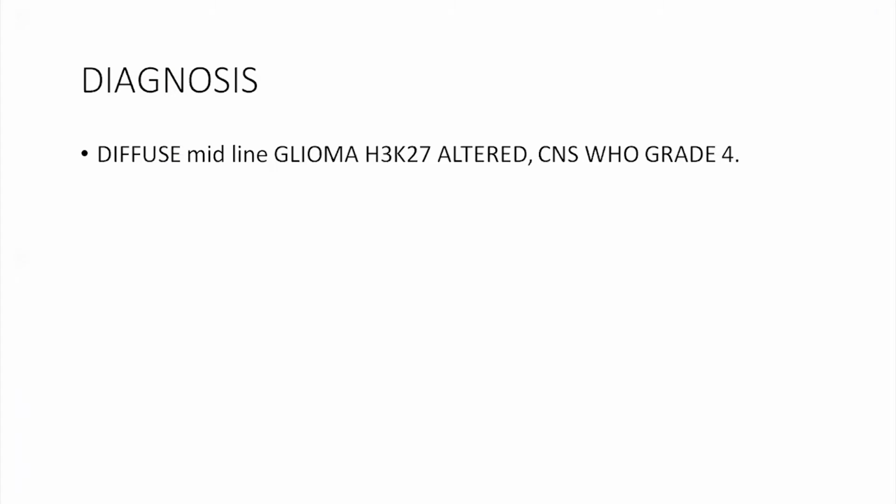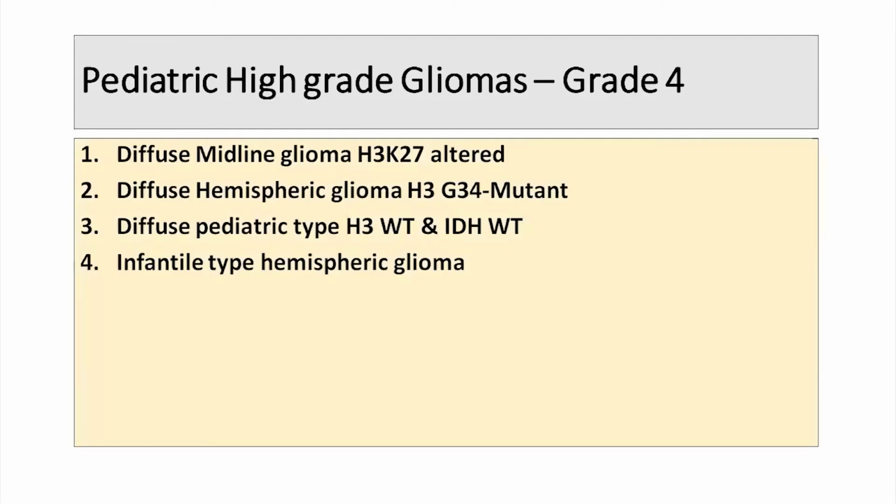So in all these three cases, what we saw, the common thing was only in the first case we could see that there were necrosis and endothelial proliferation. In the rest of the two tumors, only cellularity was high, and in one of the cases we could see the mitosis as well. And the immunohistochemical profile was similar in all the three cases. Two were adults and one was a 14-year-old male. And all these tumors were located in the midline. One was in the thalamus, one was in the spine, and one was involving the ventricle. So these are the typical features of diffuse midline gliomas.